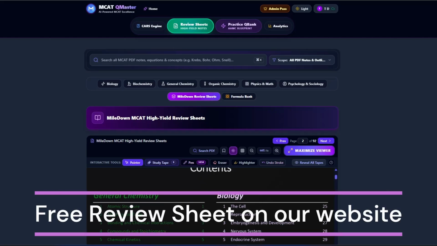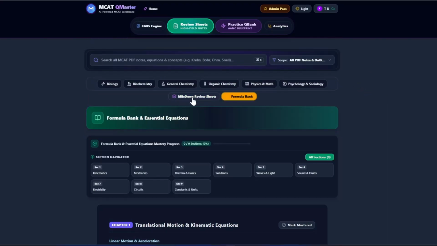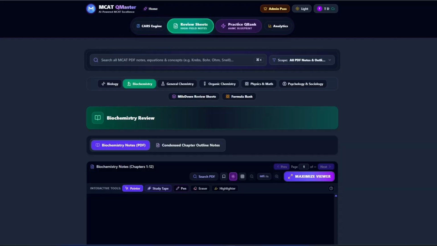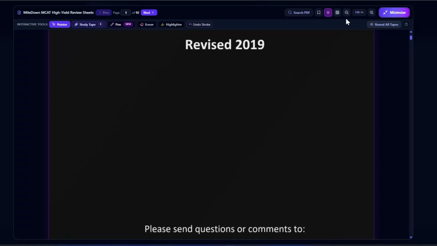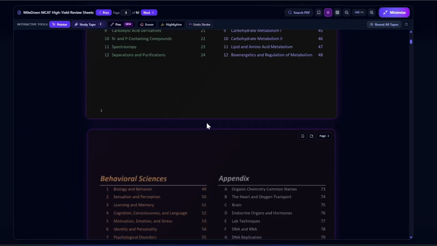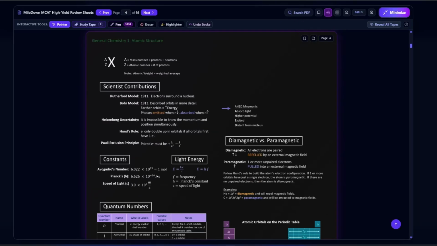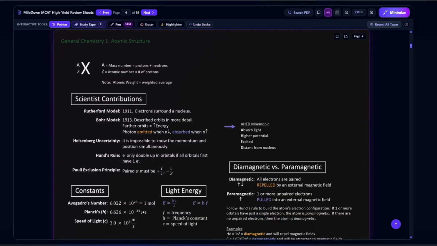Okay, so today we are going over general chemistry, right? You can just go on the site, there's free review sheets here, and then you just click on Mile Down. Then go to maximize viewer, and this is a little bit too big for me, so zoom out, and find general chemistry, page 1. We're following Mile Down, and we're going to do a full review. So let's start with chapter 1, atomic structure.